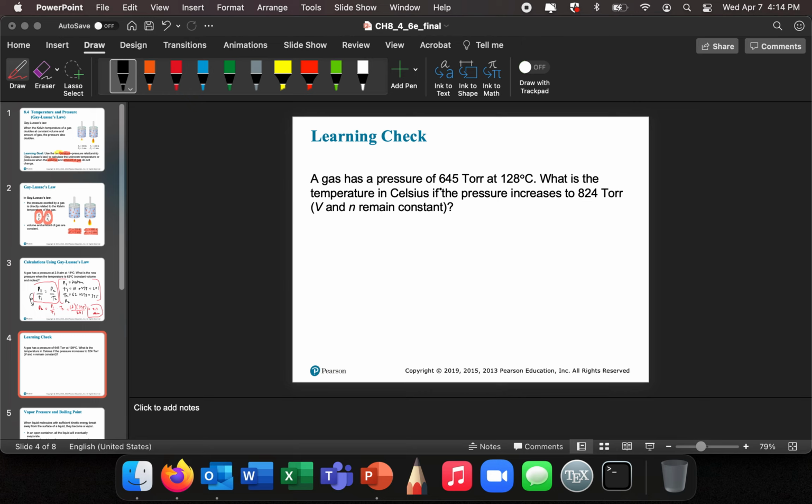All right, so I'm going to suppose that you paused it. P1 is equal to 645 torr. T1 is equal to 128 plus 273, because we have to do this in kelvins. 128 plus 273 is equal to 401. What is the temperature in Celsius? I'm going to have to come back to Celsius in the end. What is the temperature in Celsius if the pressure increases to 824 torr?